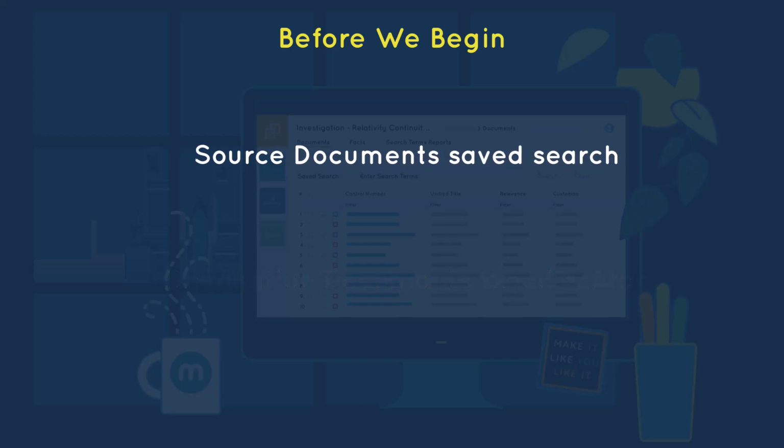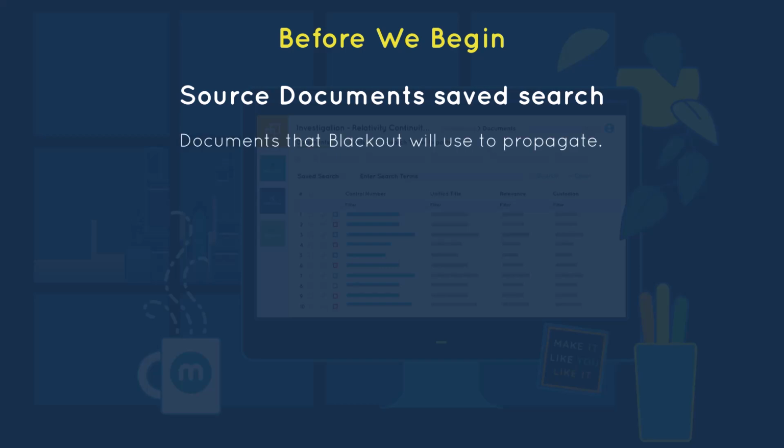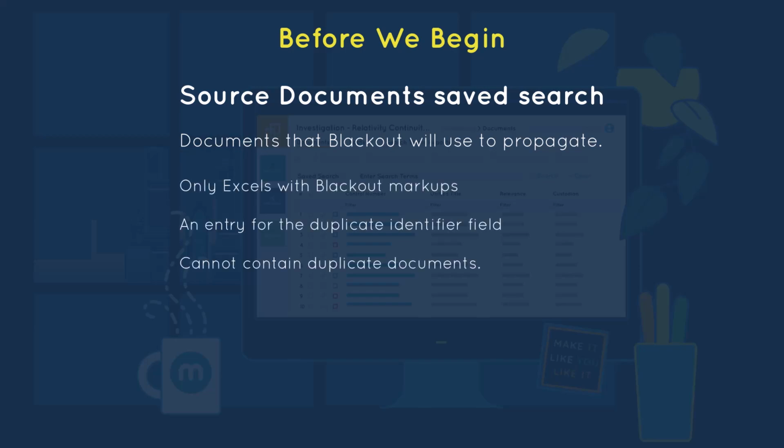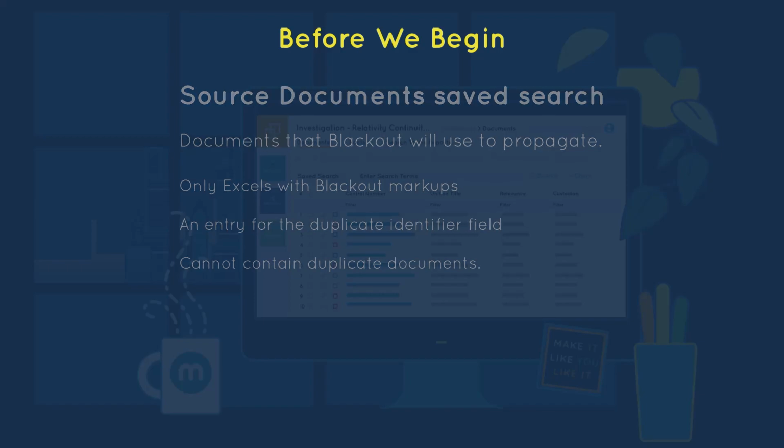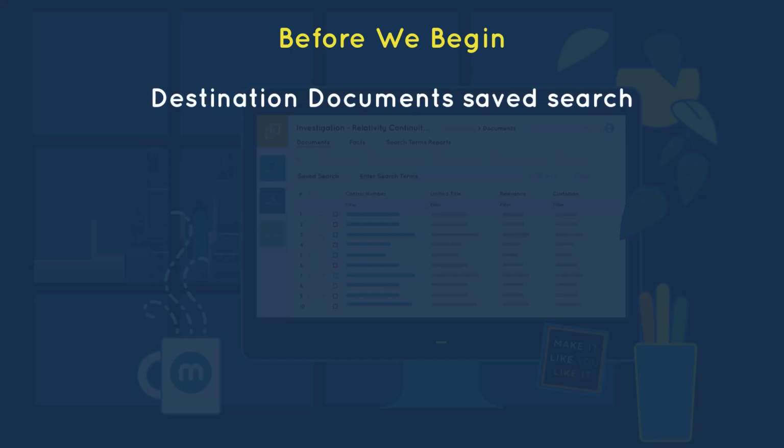The source document saved search defines the marked up documents that Blackout will use to propagate. There are a few requirements when defining the source documents. Limit the source document saved search to only Excels with Blackout markups. All source documents must have an entry for the duplicate identifier field, and the source document saved search cannot contain duplicate documents. The destination document saved search defines the unmarked up documents where Blackout will apply markups from their duplicate counterparts in the source document saved search.